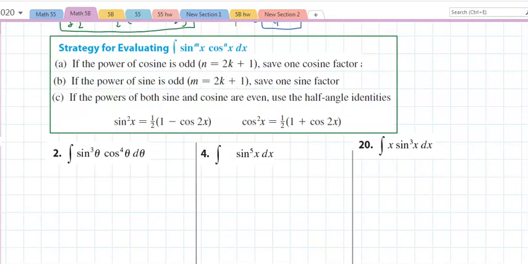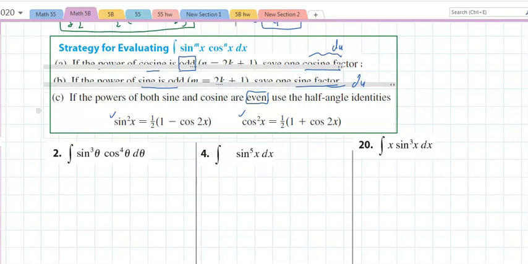Strategy for evaluating sine and cosine integrals. If I look at a sine and cosine, and if I notice that one of them is odd, whichever is odd, I save a factor. That will be du. If the sine is odd, then I'll save a sine factor. That will be my du. And do remember the power reduction if they are both even. That's the only way you could do the problem.